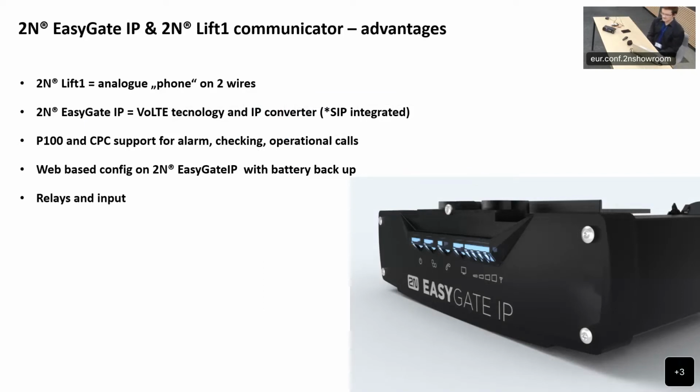Of course, it supports CPC and P100 protocols for integration with existing call centers, and Easygate IP has a web interface for configuration. For the very first configuration, it's basically plug and play, so you can just connect it and program one number to call, and the configuration is done. There is nothing else you need. In case of using SIP, of course, you need to insert the SIP credentials. I will show you where in a few minutes.